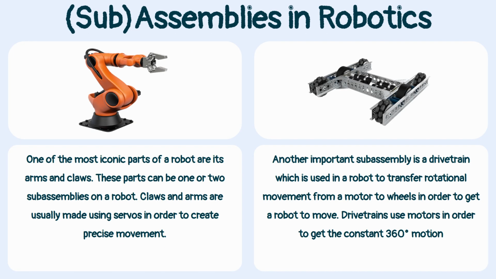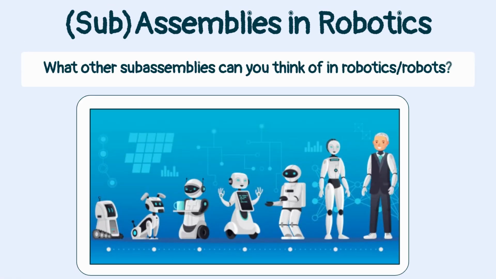Moving on, we'll look into more subassemblies in robotics, like one of the most iconic, the robotic arm. The robotic arm is interesting because it could be an assembly or a subassembly, depending on what you're doing with it. Then, there's a really important but overlooked subassembly, the drivetrain. In many robotics competitions like FRC, almost all robots have a drivetrain in order to move. You can pause here and see how many other subassemblies you can think of that are in robotics.